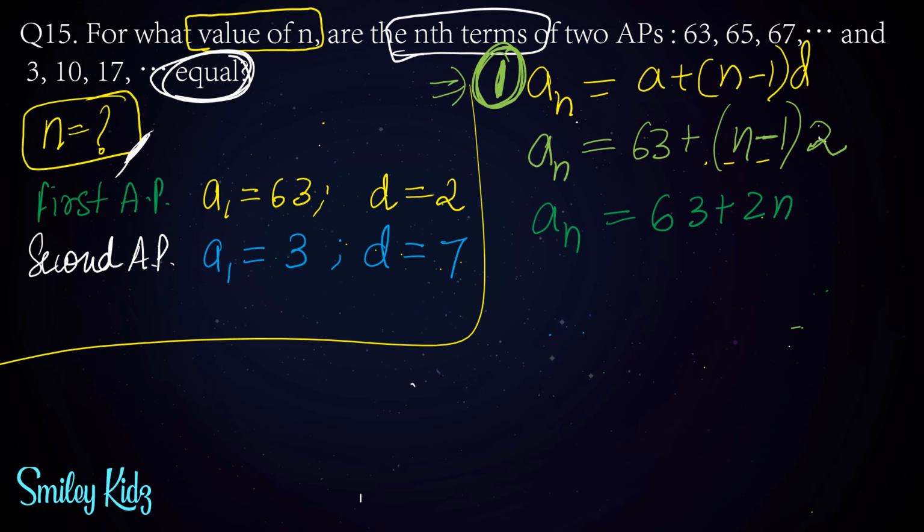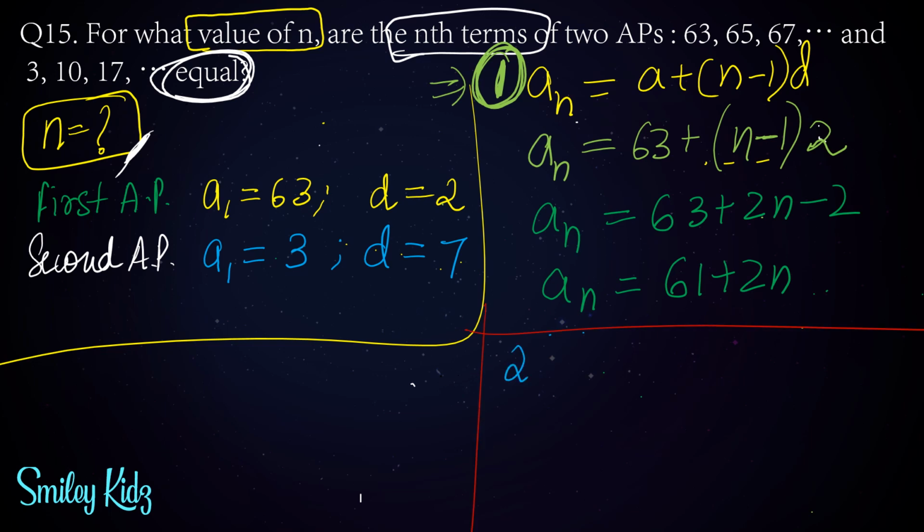63 plus 2n minus 2. So now, what is this equal to? This is going to be equal to 63 minus 2, which is 61 plus 2n. Now, similarly, we're going to find it out for the second AP, and then we can equate them because the nth terms of two APs are equal. Here we found out the nth term, and for the second one, if we find out, we can just equate them, right? Because they are equal.